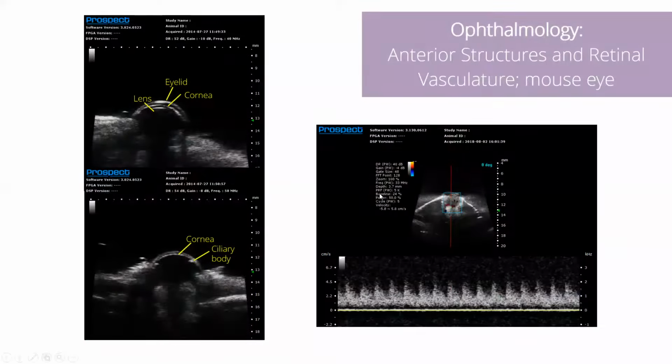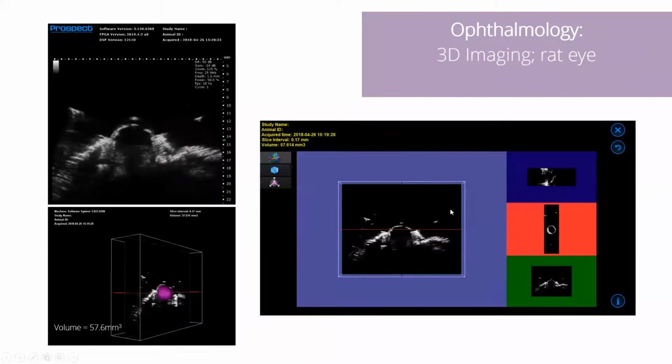Taking a quick look at ophthalmology. So this is looking at the different structures on the eye. So this is a mouse eye, and we're able to take a look at all the different anterior structures. We can again use Doppler to look at flow through the retinal artery, as well as color Doppler to visualize the retinal artery. We can use the 3D imaging as we did on tumors to look at structures, not just for tumors, but abdominal organs as well as the eye.